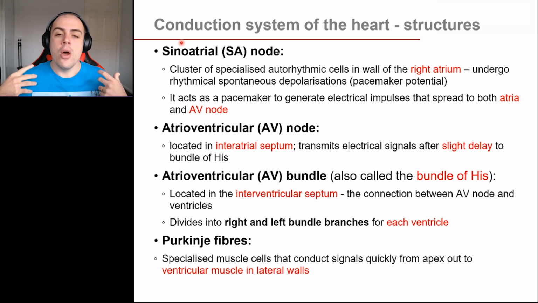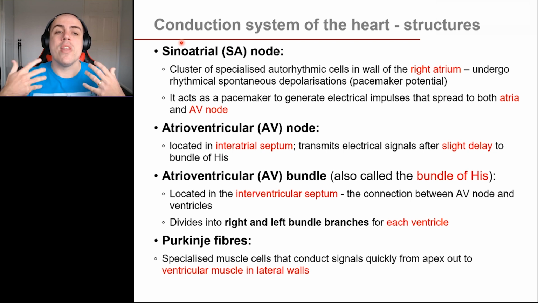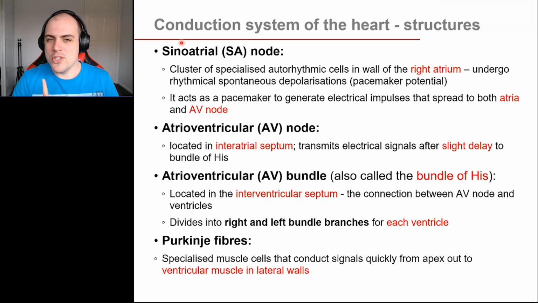and what's going to happen is that it's going to undergo rhythmical spontaneous depolarization. Wow, lots and lots of syllables. Let's discuss that. What does that mean? And this is something I implore you all to do throughout your studies. Rhythmical, okay? Rhythmical means rhythmic. It's in a rhythm. Spontaneous. Spontaneous does not mean the word you think it means.